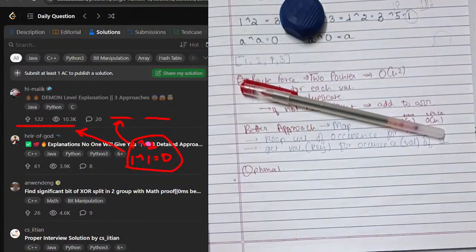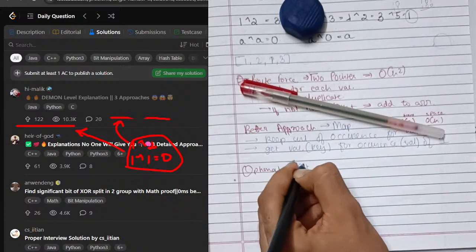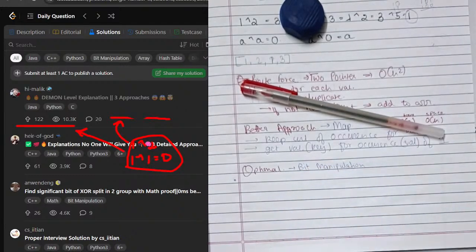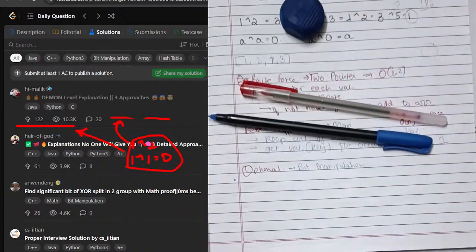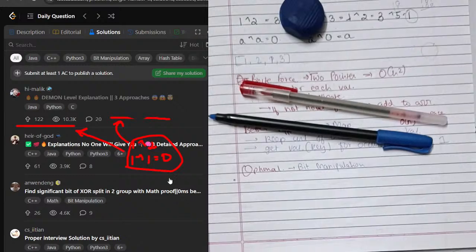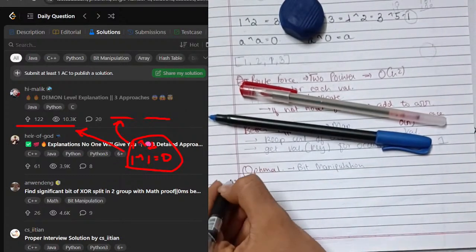Optimal is bit manipulation. How does this go? Hmm. Intuition is not given. Yes, intuition is not given. Will we do first dry run then approach? No, first dry run.